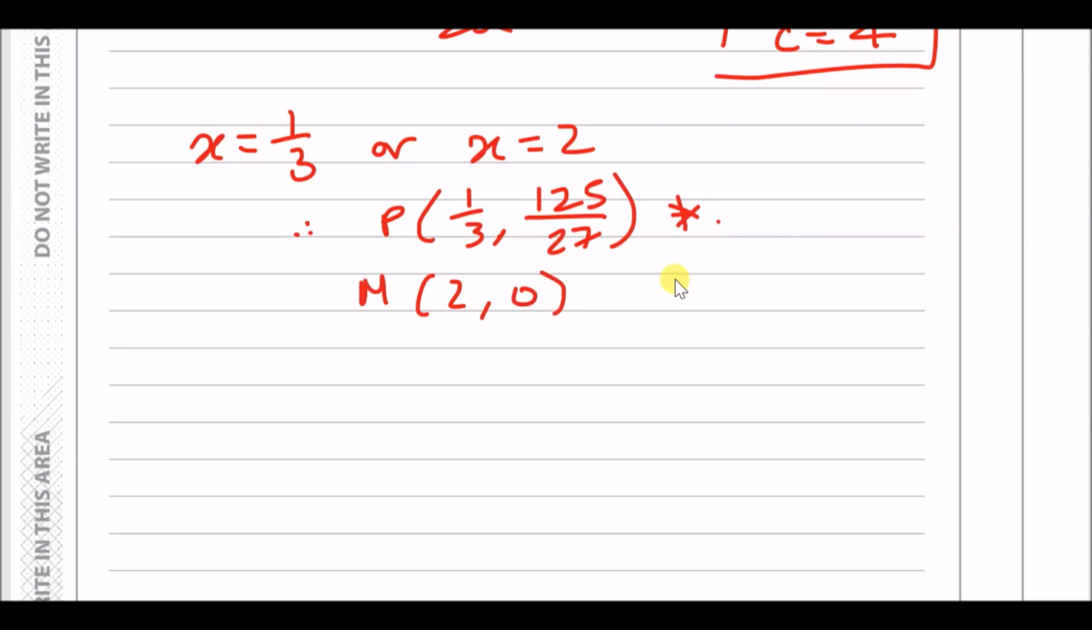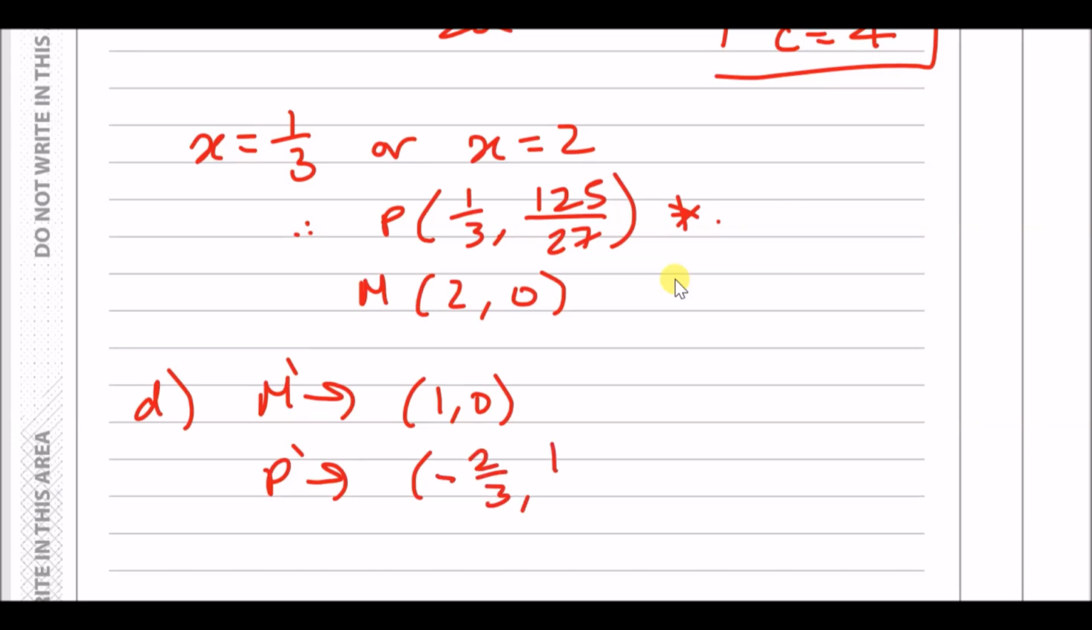Now for part D, the M coordinate becomes (1, 0), because it shifts to the left by 1. And P now becomes, so they give it a little dash, a third subtract 1 gives you minus 2/3. Again, the y coordinates don't change because you're not shifting the y, you're shifting the x. And that's this part done. So y is the same, x is that.